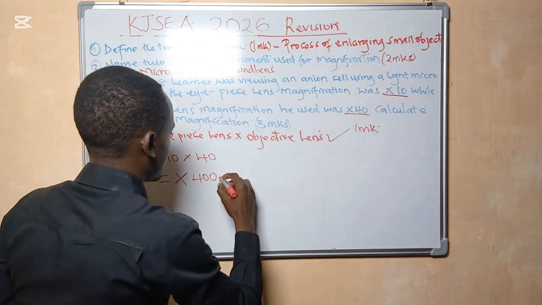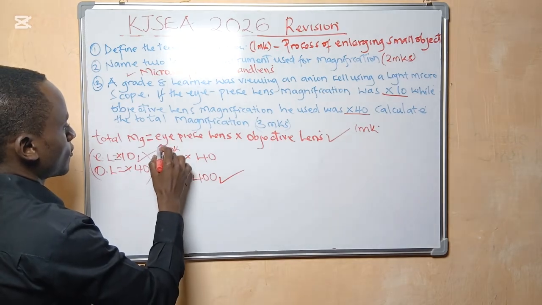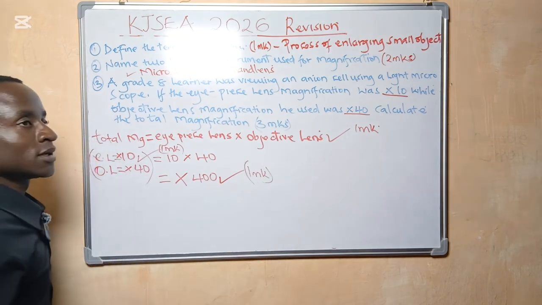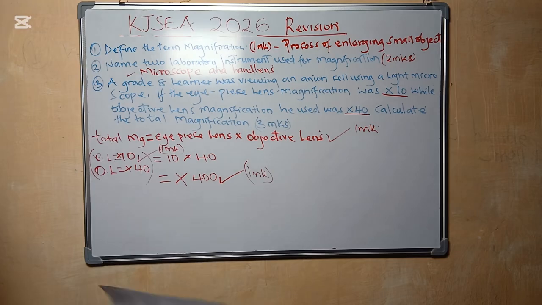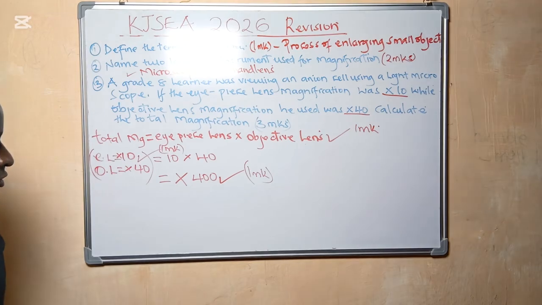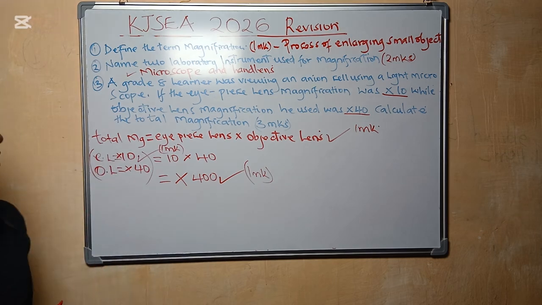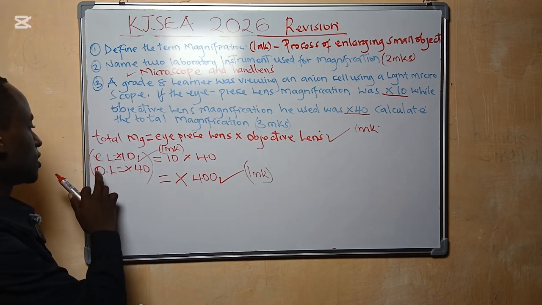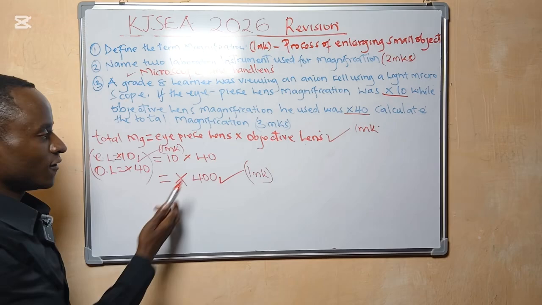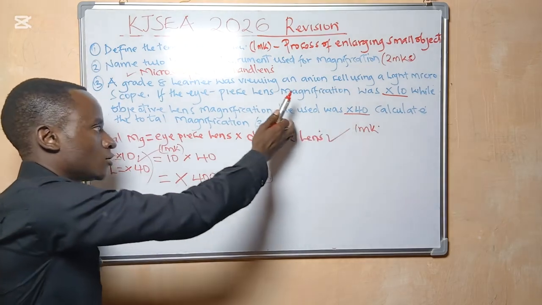So 1 mark here, and another mark here. This is how 3 marks are distributed in this question. 1 mark for writing the formula for total magnification. Then another mark for singling out the value for the eyepiece lens. Another mark for singling out the value of the objective lens. Then another mark for inserting the figures. Then these marks add up to 3.